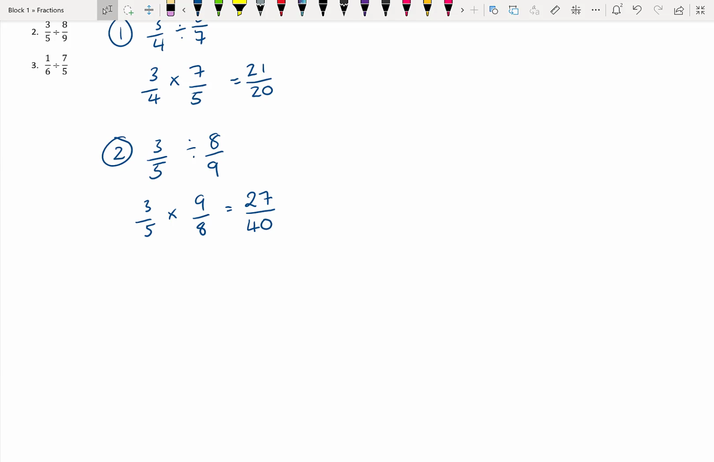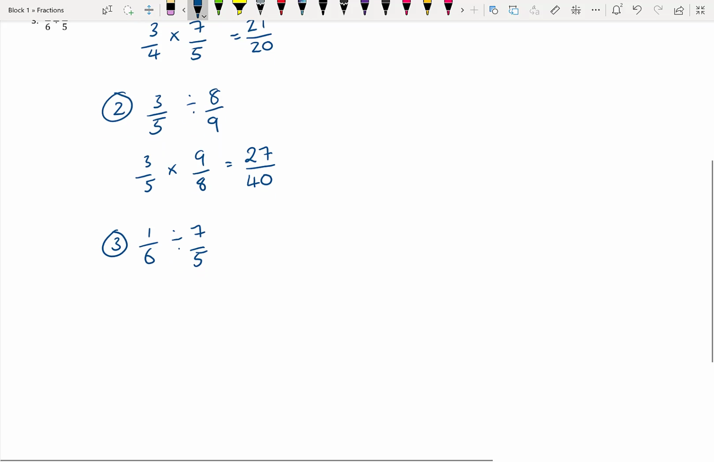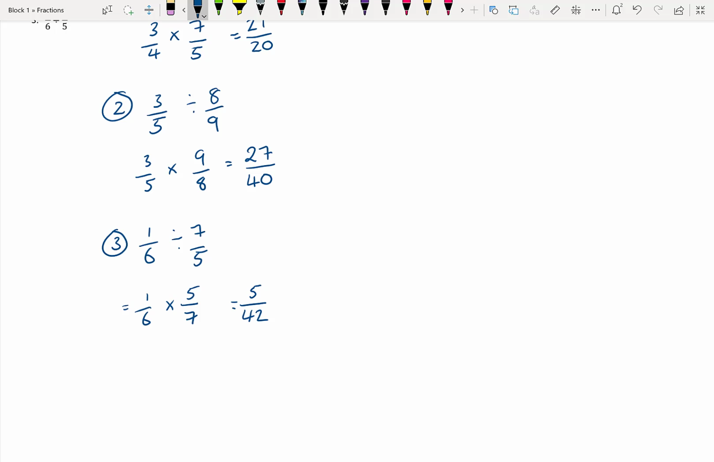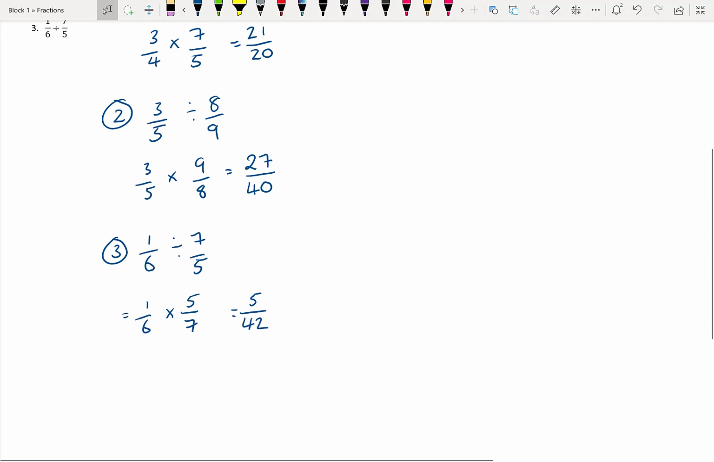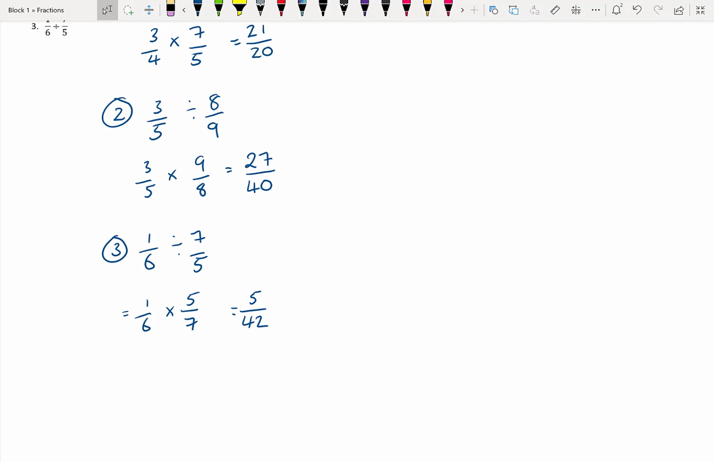Third one, we've got 1/6 divided by 7 over 5. So that becomes 1 over 6, changes to multiply, flip your second fraction, so it becomes 5 over 7. And so we've got 1 times 5, which is 5, over 6 times 7, which is 42. Again, that's not one that can be simplified.